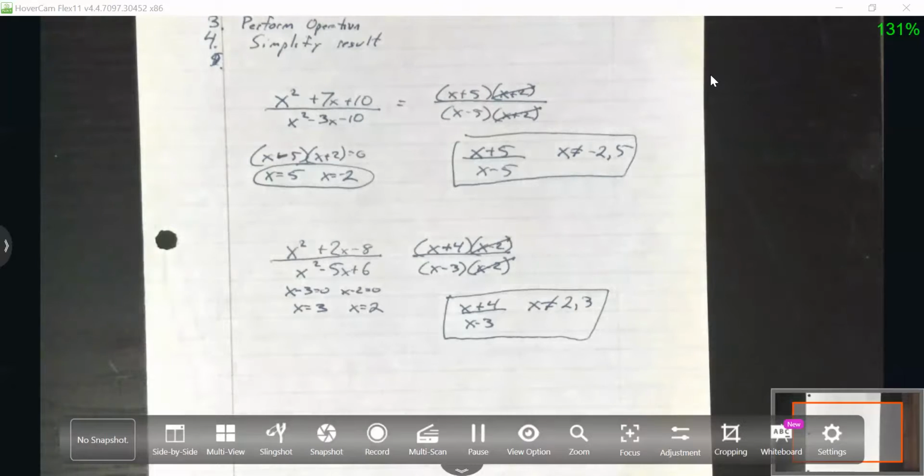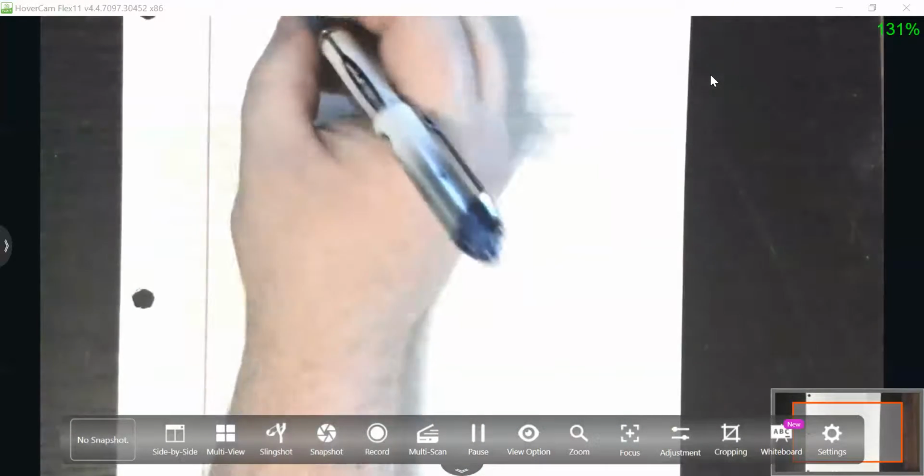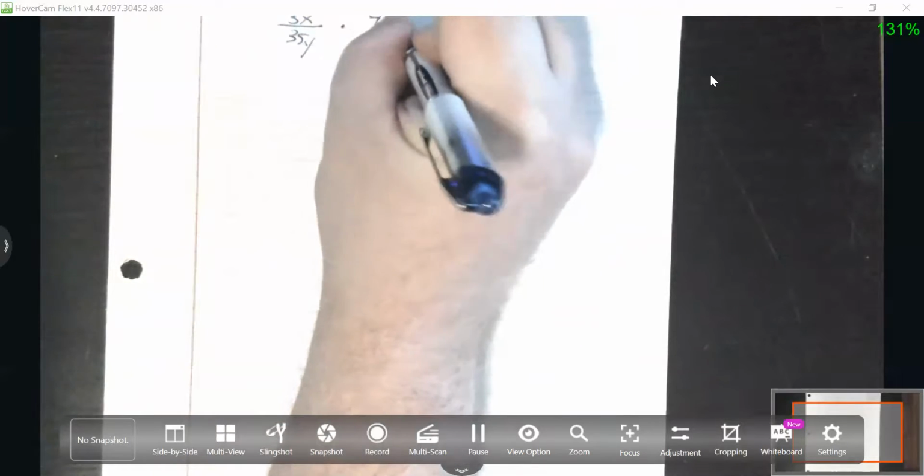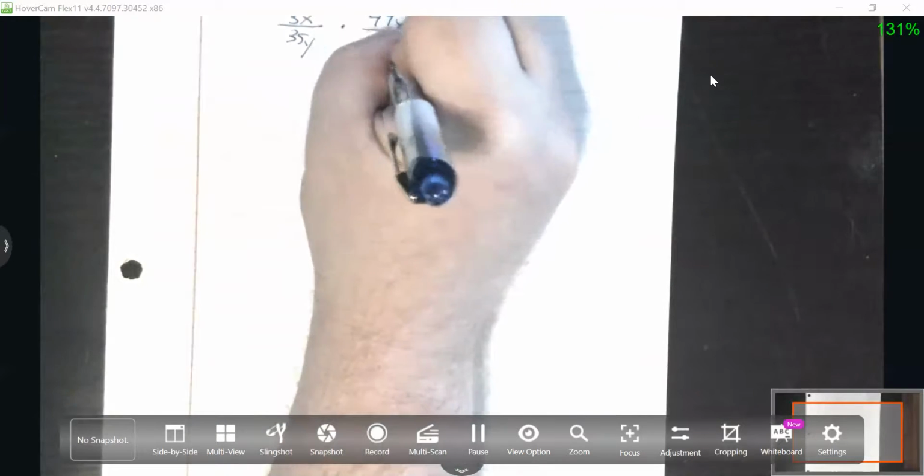So let's take a look at an example of multiplying as our next operation. Let's try something like this: 3x over 35y times 49y over 12z. So here we actually have an operation. Now our first step is to factor everything. Well, these are monomials. So it's a single term, single term, single term, single term. No factoring to be had.